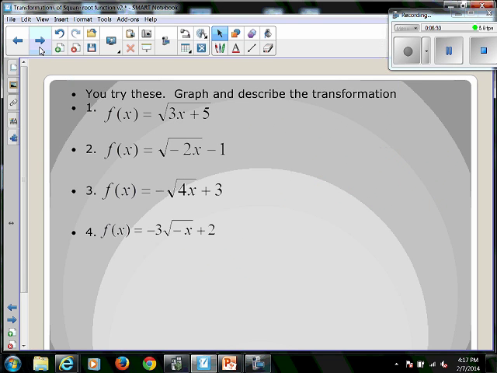Here's a couple problems for you to try: graph, and describe the transformations.